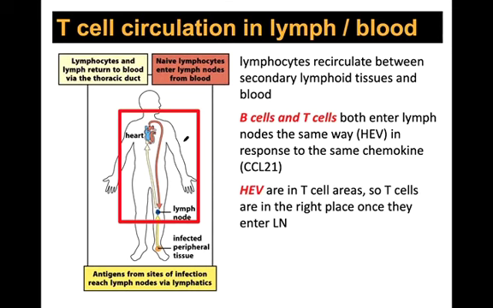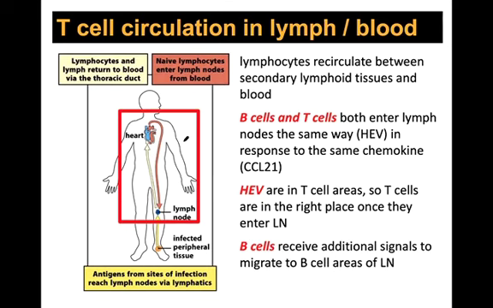So the HEV, the high endothelial venules, are actually in T cell areas in the paracortex. So T cells that come into a lymph node, they're right in the right place to start looking for dendritic cells with the right antigen or epitope on their surface. Remember, B cells had to go to the cortex, they had to go to a B cell area. And so they have additional signals and additional chemokine receptors that tell them to go to the B cell areas. And we don't cover those in this class.